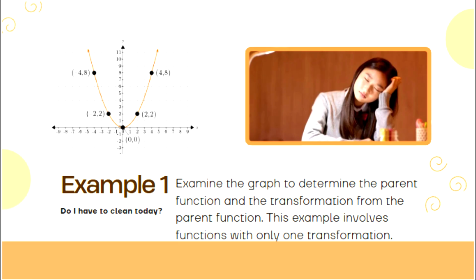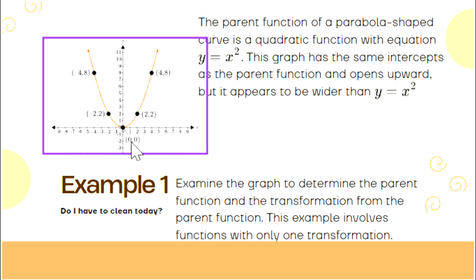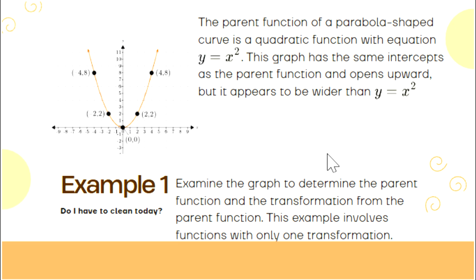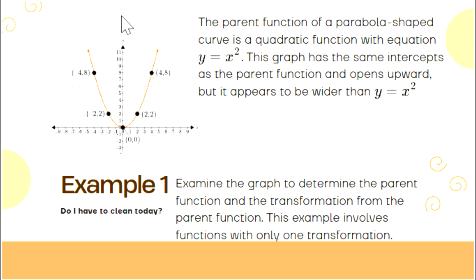This example involves functions with only one transformation. So the first thing it wants us to do is identify the parent function. Well, obviously that's a parabola, and if you look at your little cheat sheet, that means it's a quadratic parent function. The parent function of a parabola-shaped curve is a quadratic function with the equation y equals x squared. This graph has the same intercepts as the parent function because it's touching the origin, so it didn't shift up or down, okay? There was no translation going on.